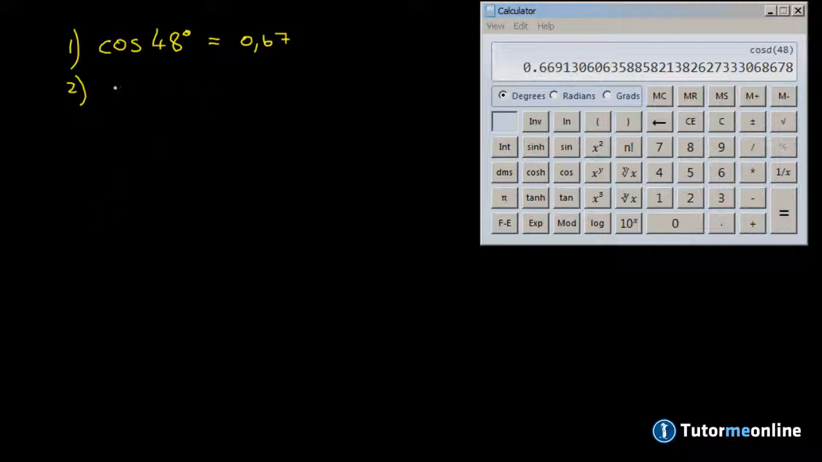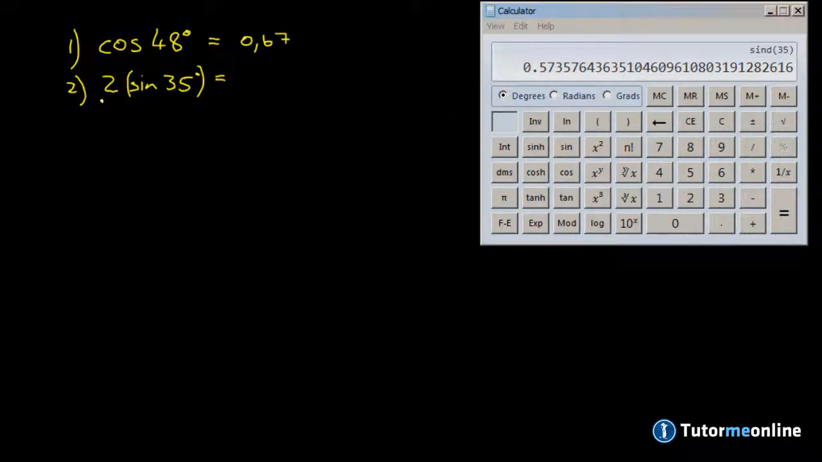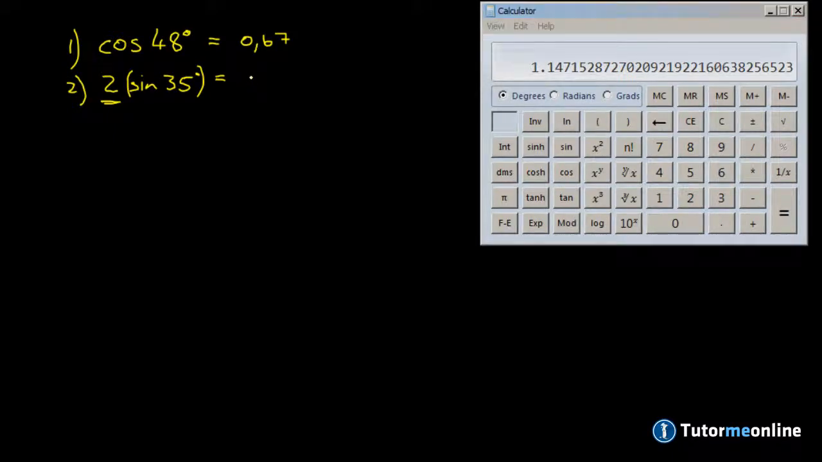Let's do another one. Let's have a look at 2 sine of 35 degrees. In order to do this, we need to break this down into little segments. So let's do the sine of 35, which we know how to do now. We type in the degrees, followed by sine, which gives us an answer. We then have a look at this portion, which is multiplying the answer by 2. So we'll say multiply by 2. And that gives us an answer of 1.47.